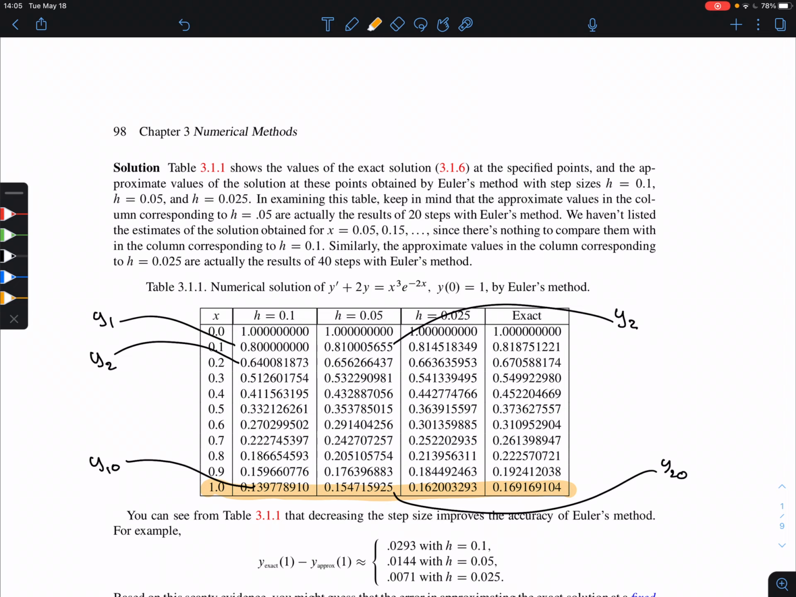So you see that the values are not all the same, but as you move to the right, meaning as you take smaller steps, the values get closer and closer to the actual value. Remember, we know what the actual value is. In particular, for the steps of 0.025, in other words after 40 steps, we need to do 40 steps before we get to 1. That gives us the best approximation.